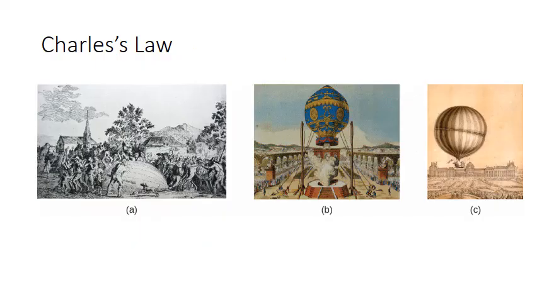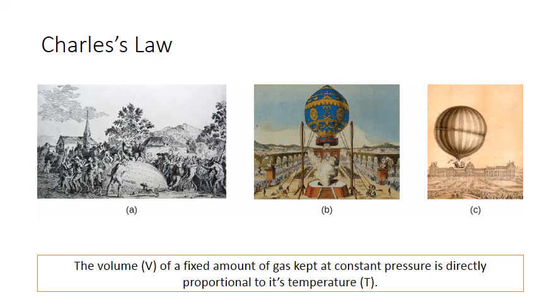The second simple gas law is Charles's law, and it states that the volume of a fixed amount of gas kept at constant pressure is directly proportional to its temperature. Notice the difference with Gay-Lussac's law. In Gay-Lussac's law, it was pressure that was directly proportional to temperature as long as volume was kept constant. In Charles's law, volume is proportional to temperature, while pressure is kept constant.